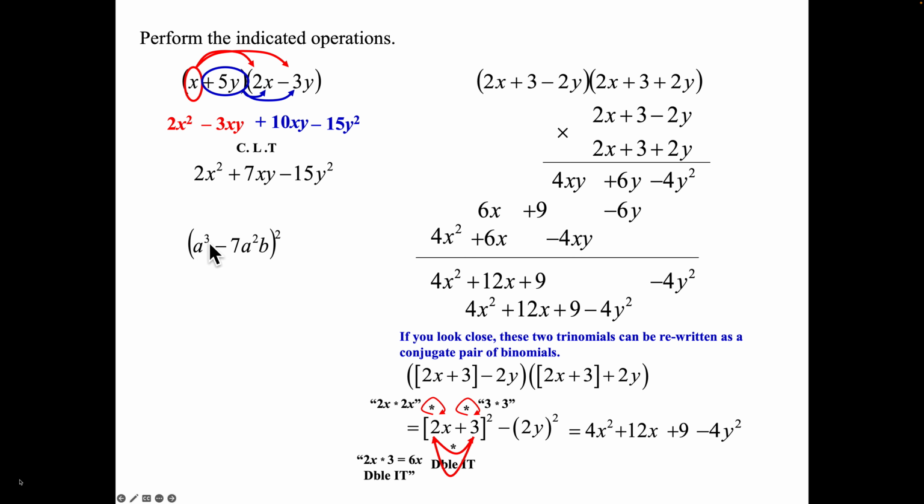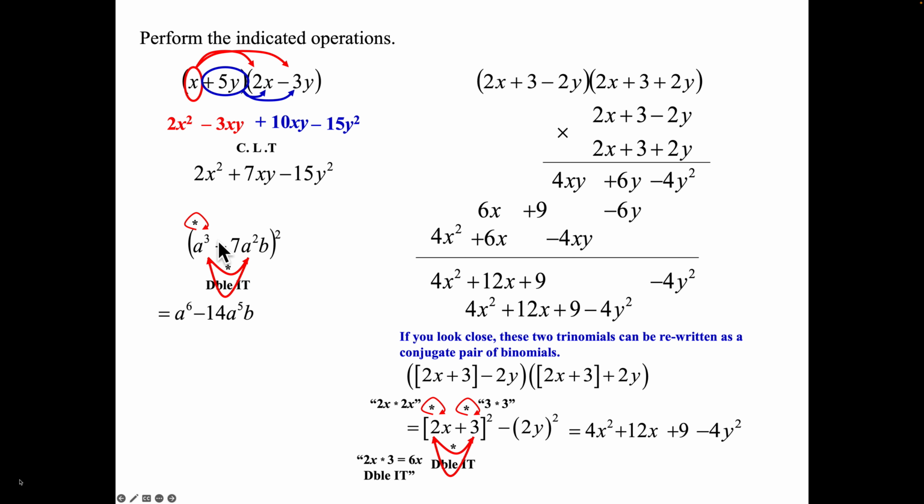All right, a cubed minus 7a squared b, all this to the power of 2. Okay, that's a binomial. Let's do our smiley technique. Here we go. A to the third times a to the third, a to the sixth. A to the third times 7a squared, that'll make it a to the fifth times b. So minus 7, a to the fifth b, double it, minus 14, a to the fifth b.